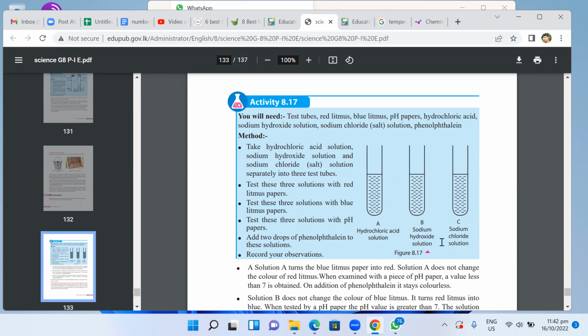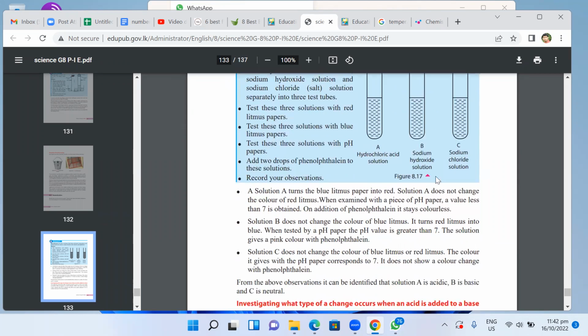Then sodium hydroxide is a base. Sodium chloride is neither acid nor base. By using a pH paper we can observe that. Phenolphthalein is an indicator, right? So phenolphthalein is an indicator. It turns into a different color based on that.